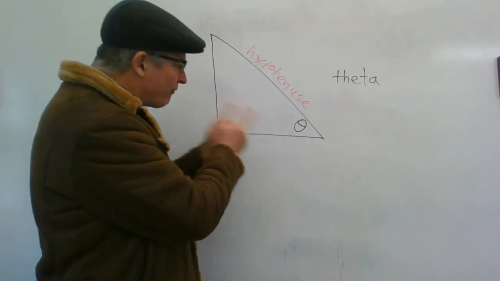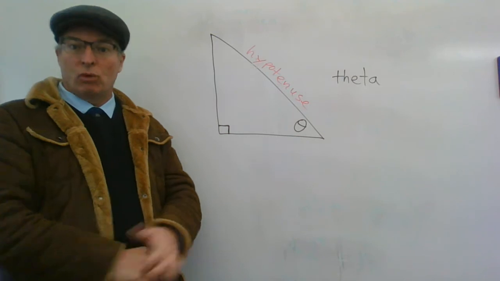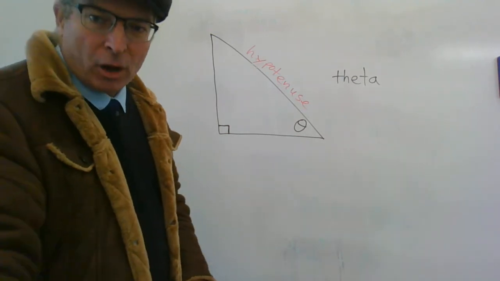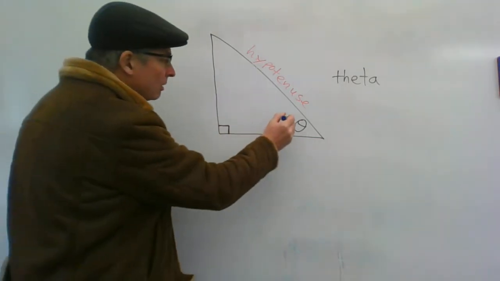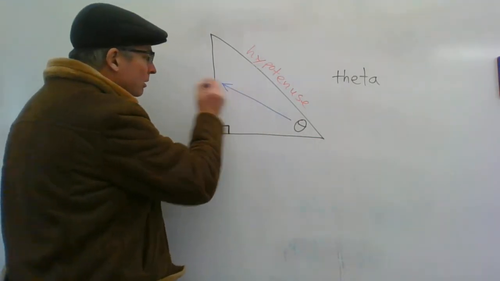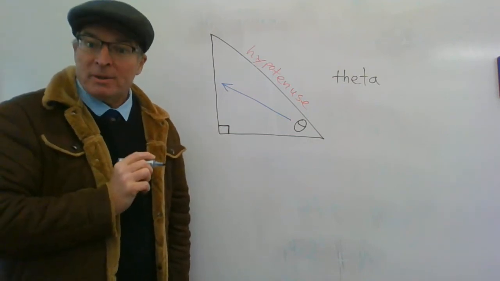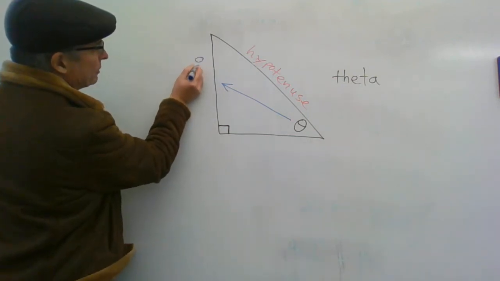So if I'm referring to that angle, well, then I can easily see what side is opposite to it. I just go straight opposite to it. And I'm going to label that side, surprisingly, the opposite side. Opposite.